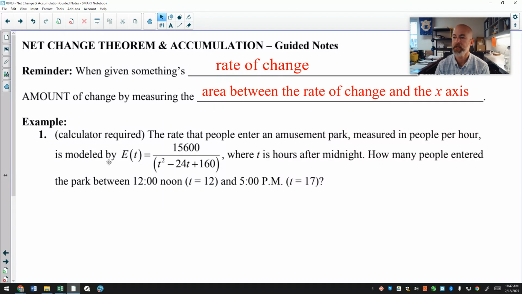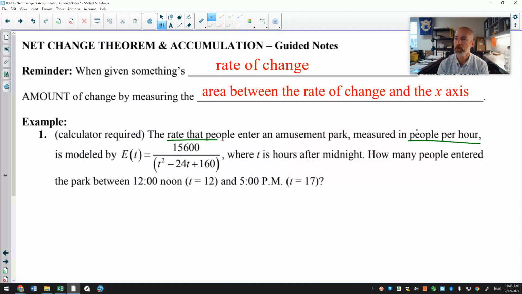So before we get into the net change theorem, I'm going to do one quick example of this, and this is stolen from an AP problem from 2002, I believe. I altered it slightly, but it tells you the rate that people enter an amusement park, and the key phrase here is indeed rate. Pay attention to units, that is people per hour. And we have this ugly function. It asks how many people, given this rate, enter the park between 12 noon and 5 p.m.